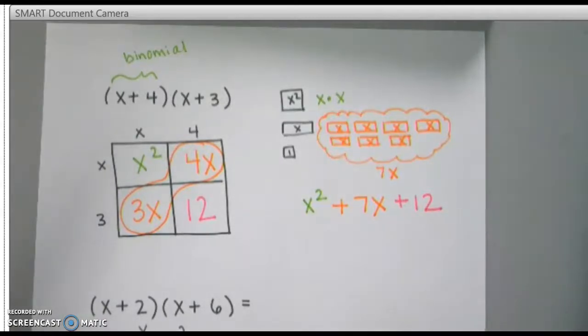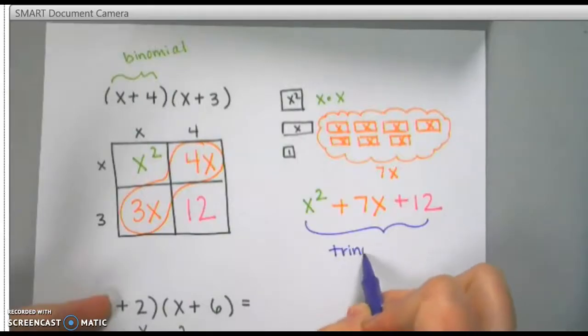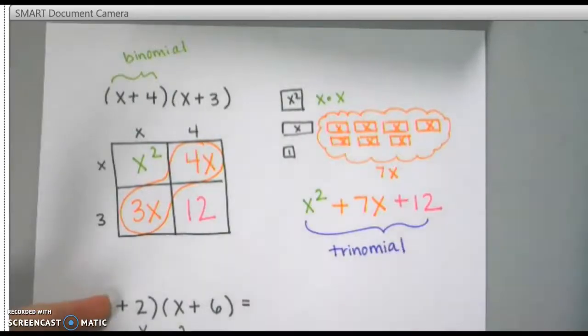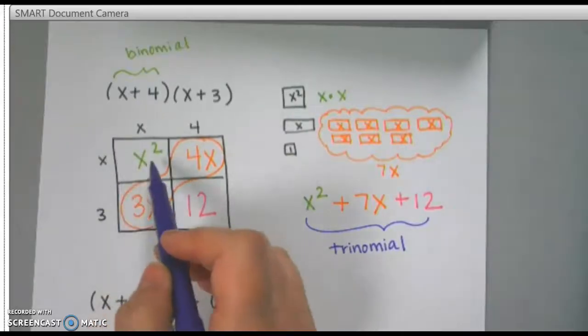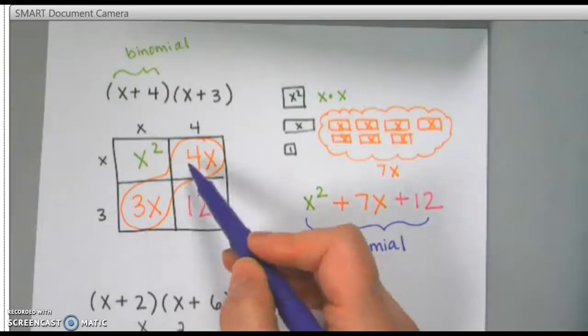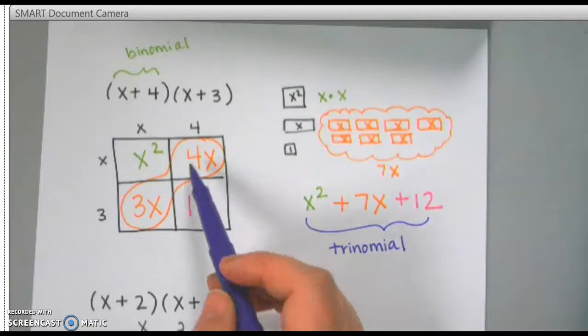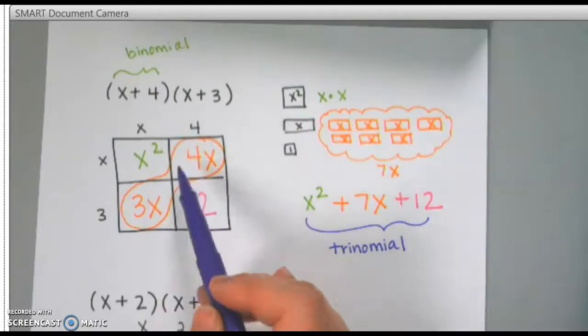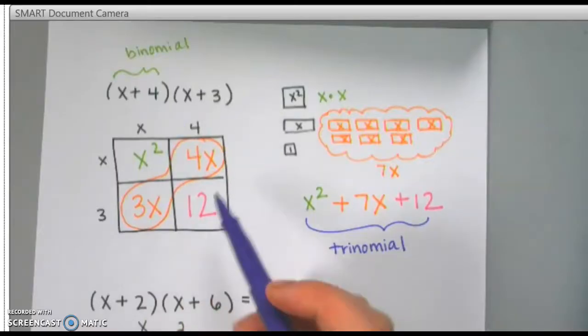All right, so if you notice, how many terms do I have now? This is 3 terms, so this is now called a trinomial. The same pattern is going to happen every single time you multiply two binomials together. We're going to have x squared. I'm going to be adding 2 different groups of x's, and I should have a constant. So basically, I added 4 and 3 together to get the middle term. I multiplied 4 times 3 to get the last term.